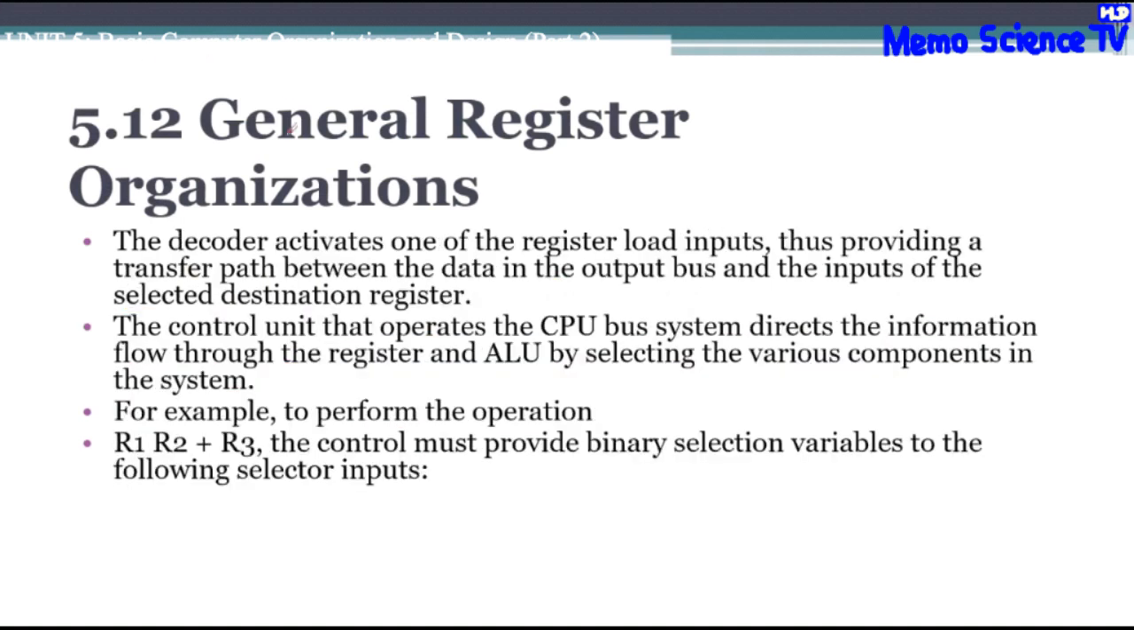The decoder activates one of the register load inputs, thus providing a transfer path between the data in the output bus and the inputs of the selected destination register.